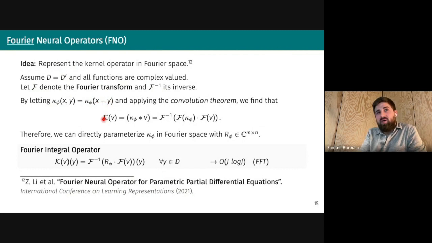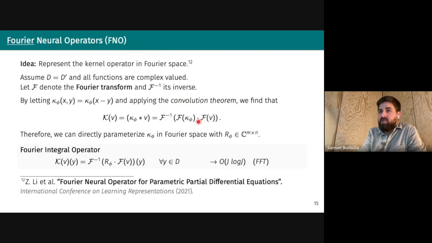Then our kernel operator becomes the convolution. Now, applying the convolution theorem, a result for the Fourier transform, we can write this convolution like this: mapping both functions into Fourier space, then just applying a dot product between those two, and then transforming back. This approximates the integral on the whole domain. So it's not local anymore.